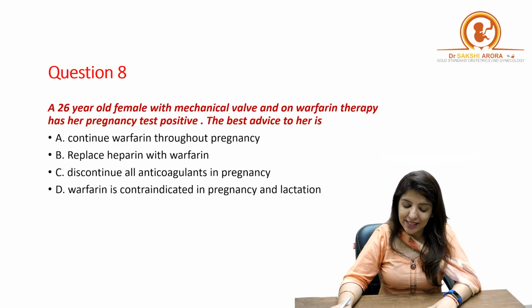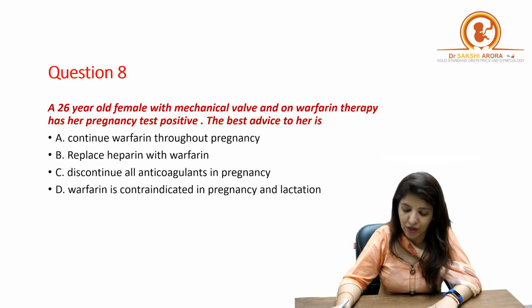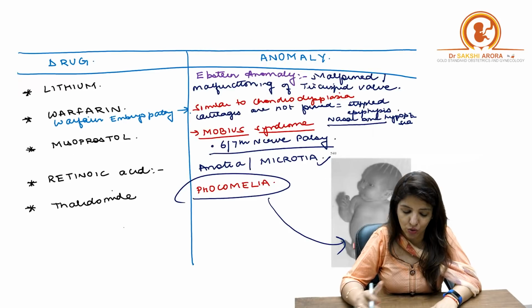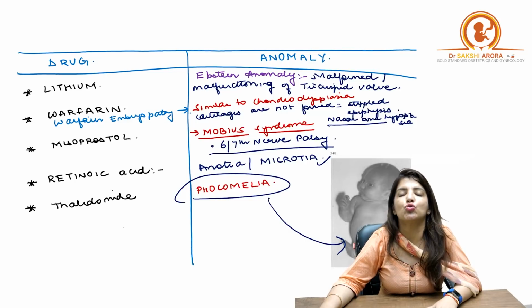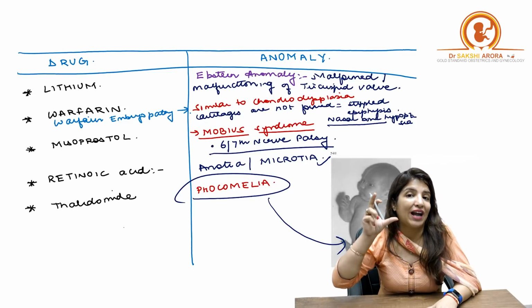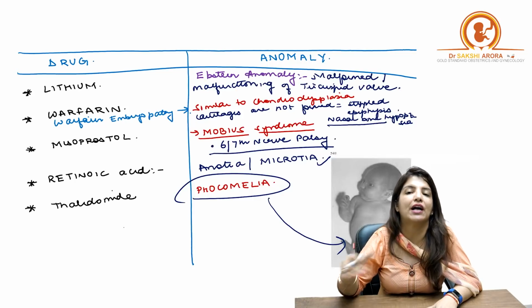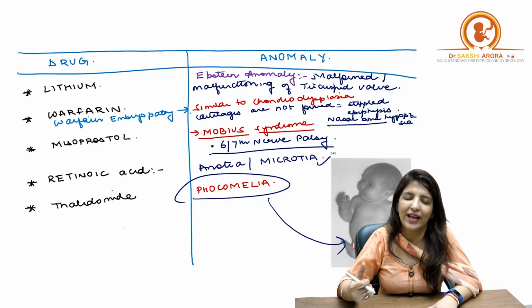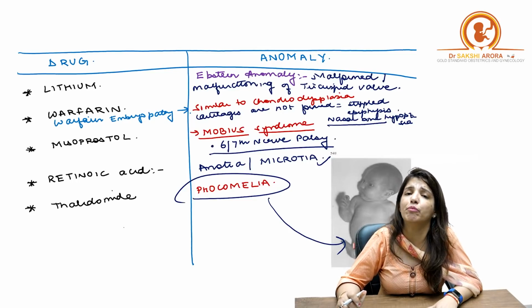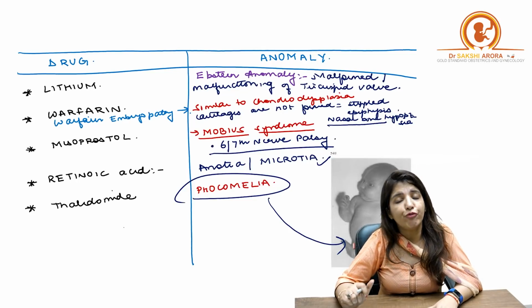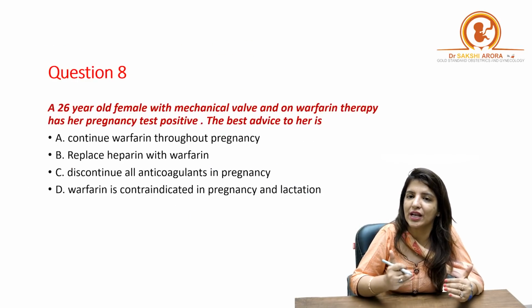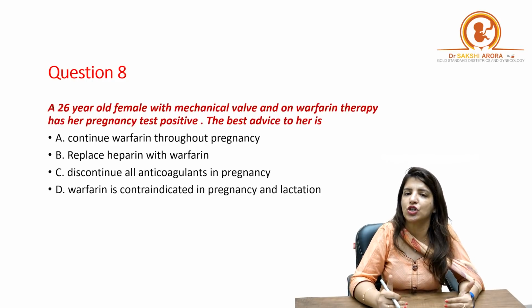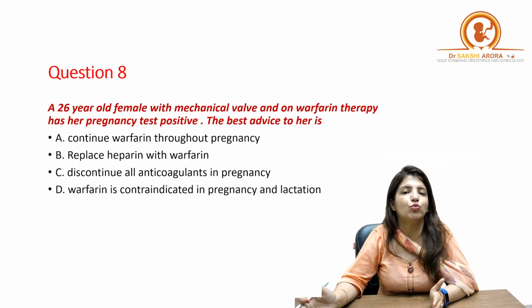Okay, next question. A 26-year-old female with a mechanical valve and on warfarin therapy has a positive pregnancy test. The best advice to her is, and just now I told you, that if warfarin is consumed in the first trimester, it leads to chondrodysplasia punctata, that is Conradi-like syndrome, and in chondrodysplasia the cartilage of the baby is not formed, right? So there will be stippled epiphysis, and nasal bone hypoplasia as well. So if a mother who has mechanical valves was on warfarin, and once she conceives, I know that if she continues warfarin in the first trimester, it can lead to warfarin embryopathy.